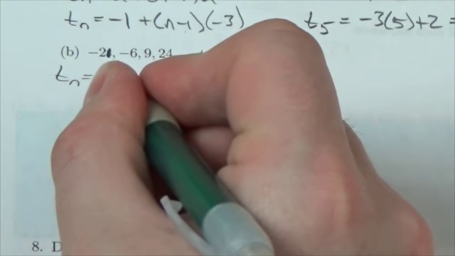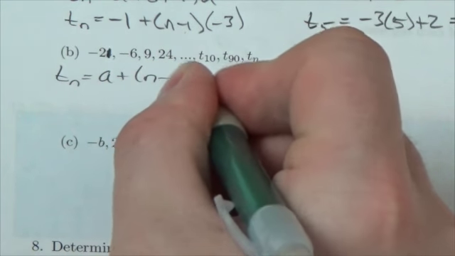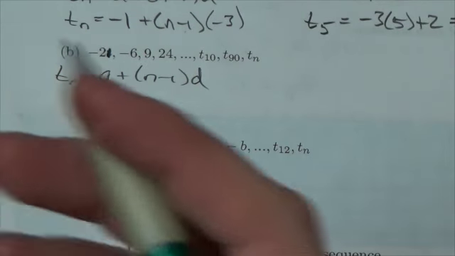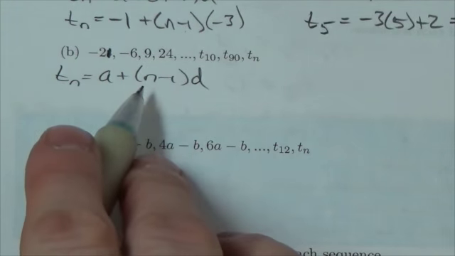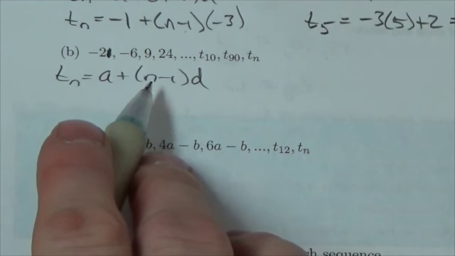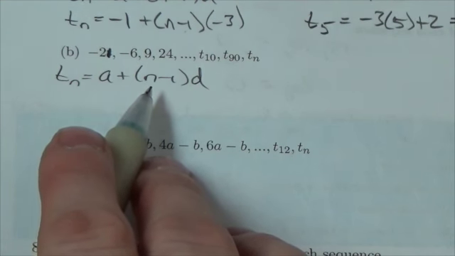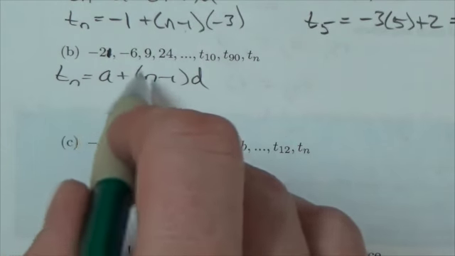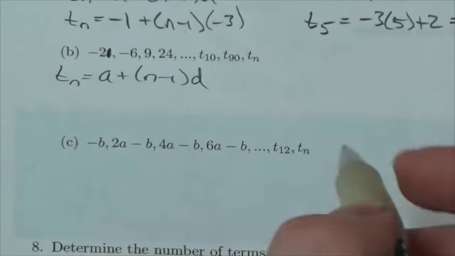Okay, so what we have to do here first of all is figure out what the pieces are. Tn is equal to a plus (n minus 1)d. n is the variable. If I want the general term of the sequence, I want the n in there as an n. I don't want the number for it. I want it as the n because that's the variable.